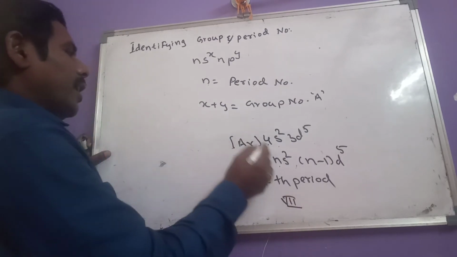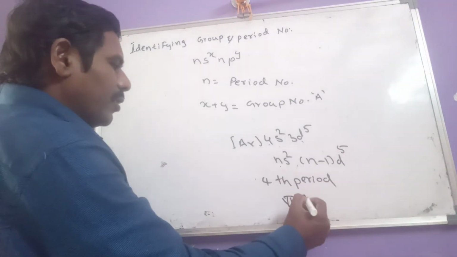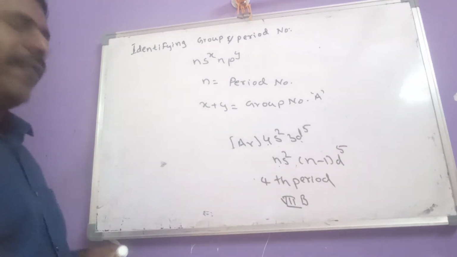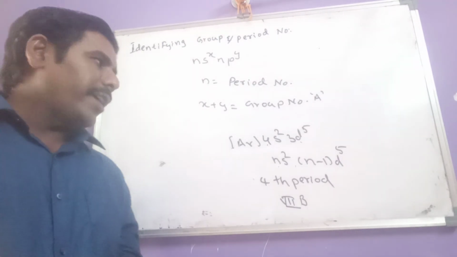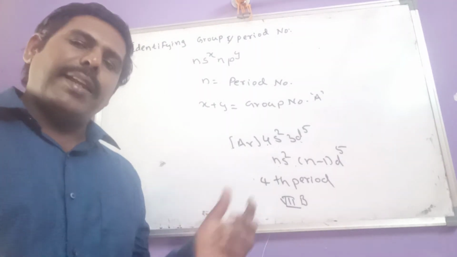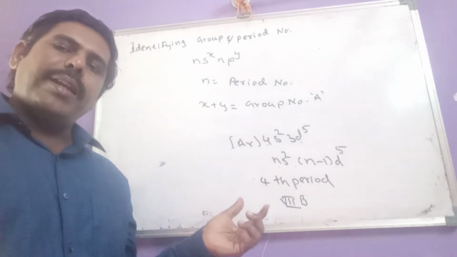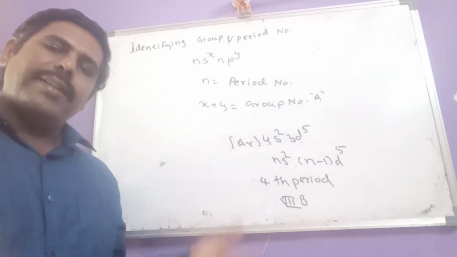But in the outer configuration a d subshell is there. So which group does this belong to? It means the 7th B group, not the 7th A group. So with the electronic configuration, we have to identify the period and group number in this way.